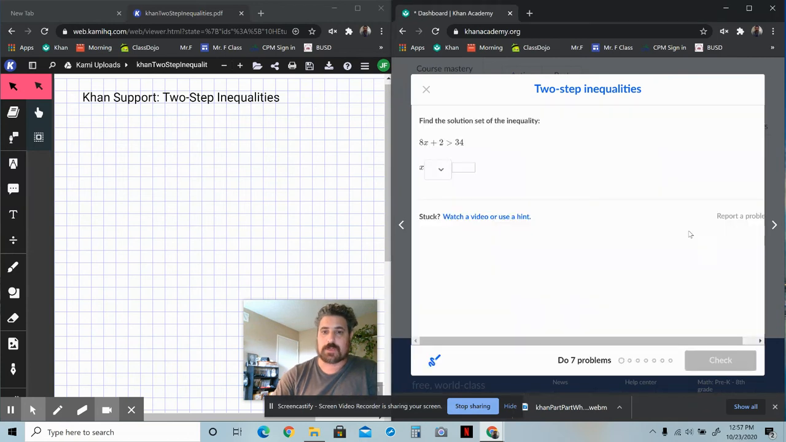Let's go. All right, so remember, the only difference between an equation and an inequality in terms of solving it is that if you multiply or divide by a negative across the inequality, you have to reverse the inequality. Otherwise, it's the same as solving an equation.